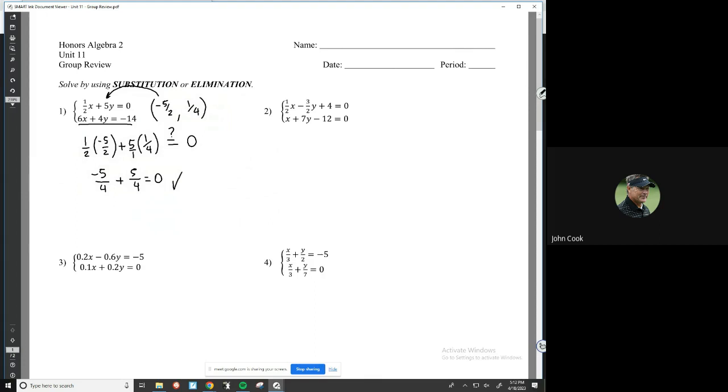All right, I'm only going to do that for this one, but I want you to know that you can take your ordered pair and you can plug it into the other equation to verify that it's the solution to the whole entire system. All right, so there's our first one, number 1.